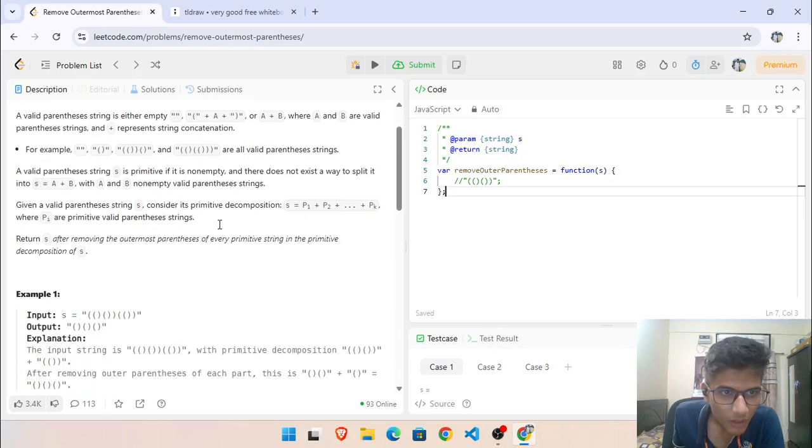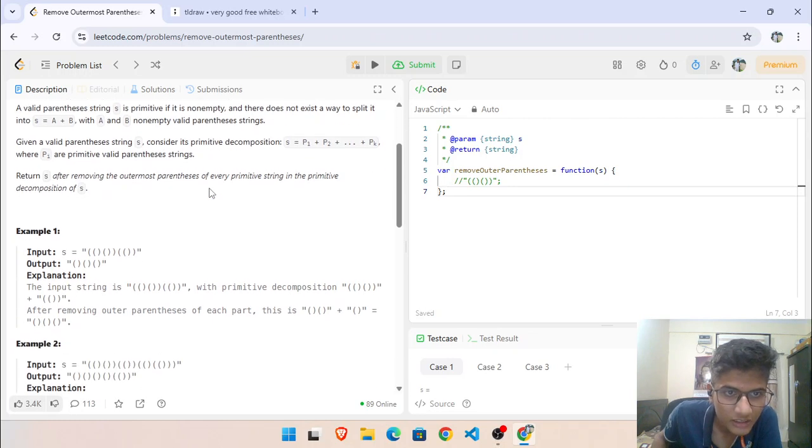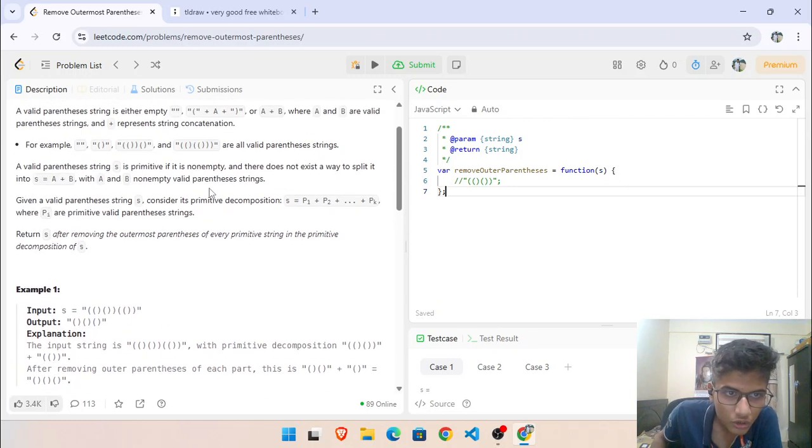For example, a valid parenthesis string s is primitive if it is not empty, and there doesn't exist a way to split it into s equals a plus b. So you cannot split it into a and b, both non-empty valid parenthesis strings. Given a valid parenthesis string, consider its primitive decomposition. So it cannot be decomposed further.